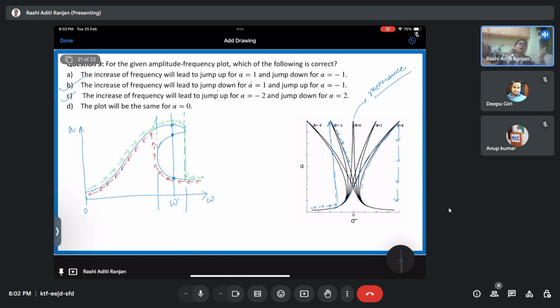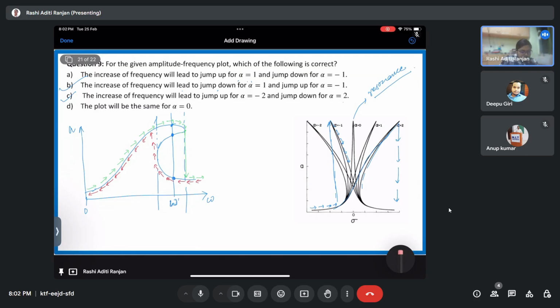However, there could be a question: what if I try and oscillate it directly at omega dash? Like I don't do sweeping of the frequency. Then there are three probable amplitudes at which the system can oscillate. Then what is going to be the amplitude that the system is going to show? So, it would actually depend upon the initial condition and the parameter values, right?